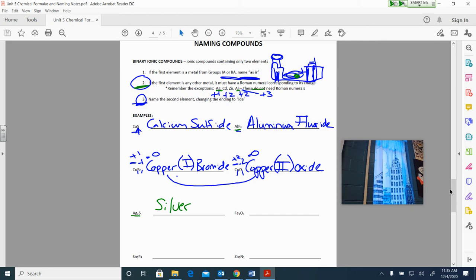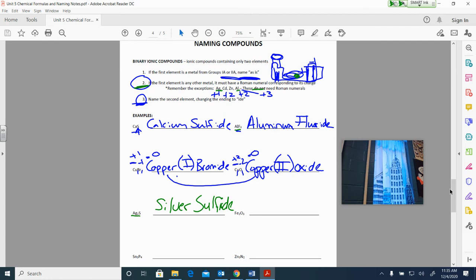So then I skip down to rule number 3. It's always the last one you do, and I change the ending of that second element to -ide. So S on the periodic table is sulfur, so that becomes sulfide, and that's it. So silver sulfide. Okay, so the next ones are going to be a little more tricky.